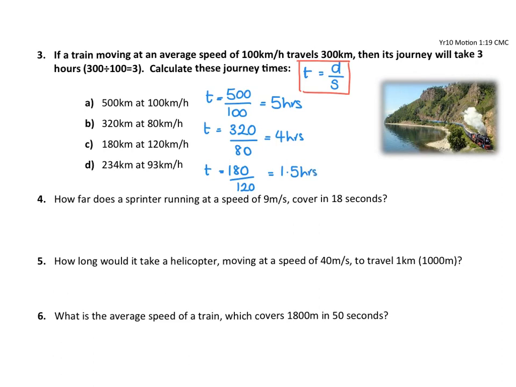And finally, part D, our time would equal 234 divided by 93. And that equals about 2.52, which is equivalent to 2 hours. And you need to take the 0.52 and multiply that by 60, and that will tell you the exact minutes. In this case, about 31 minutes. Okay, so now the best thing to do, you try the rest of these yourself.